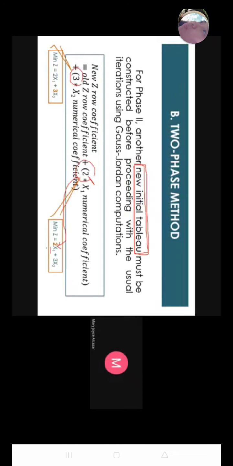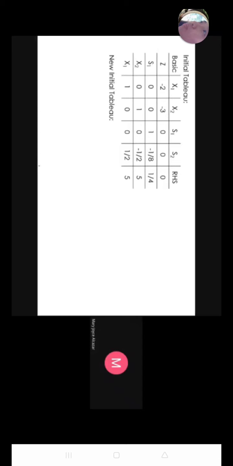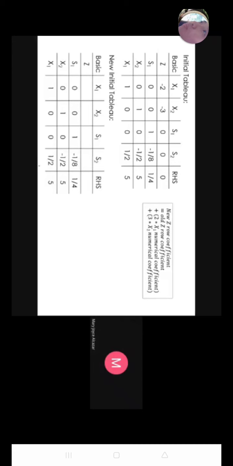So for example, if the original objective function is 5x1 minus 7x2, your coefficient here will be 5, and then here it will become negative 7. So it is dependent on the original objective function. So we need the initial tableau. For the new initial tableau, just use the formula. Just copy all the rows except the values for the z row.